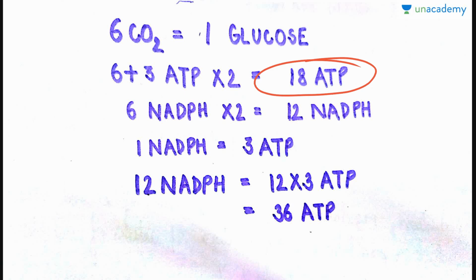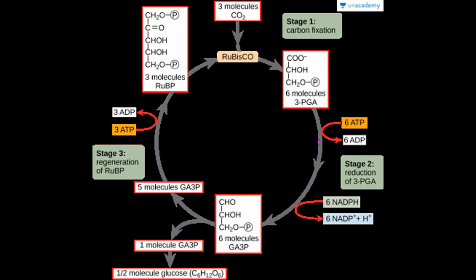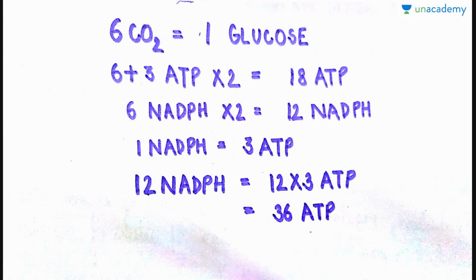Talking about NADPH, let me come to the previous slide. Here 6 NADPH are being reduced, therefore 6 NADPH are used, and since 2 Calvin cycles are required to produce 1 glucose molecule, a total of 12 NADPH are used. Also we know that 1 NADPH is equal to 3 molecules of ATP. Therefore, if we calculate NADPH in terms of ATP, 12 NADPH will be equal to 36 ATP. So this is the energy chart of the Calvin cycle or C3 cycle.